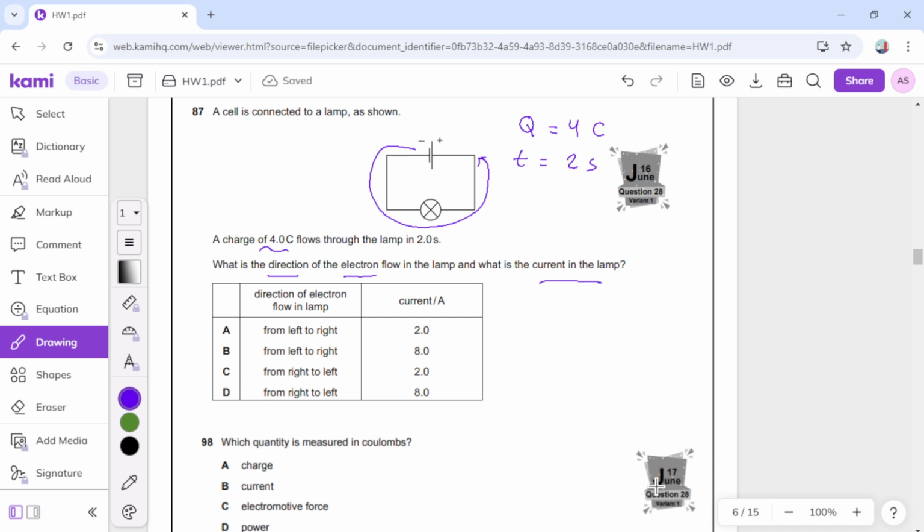And what is the current? The equation, if we want to draw the triangle: charge equals current multiplied by time. If we want current, it will be charge over time. 4 over 2 equals 2, the unit is amps. So we have current 2 amps, and the electron flow in the lamp, or bulb, is from left to right. The answer is correct, A.